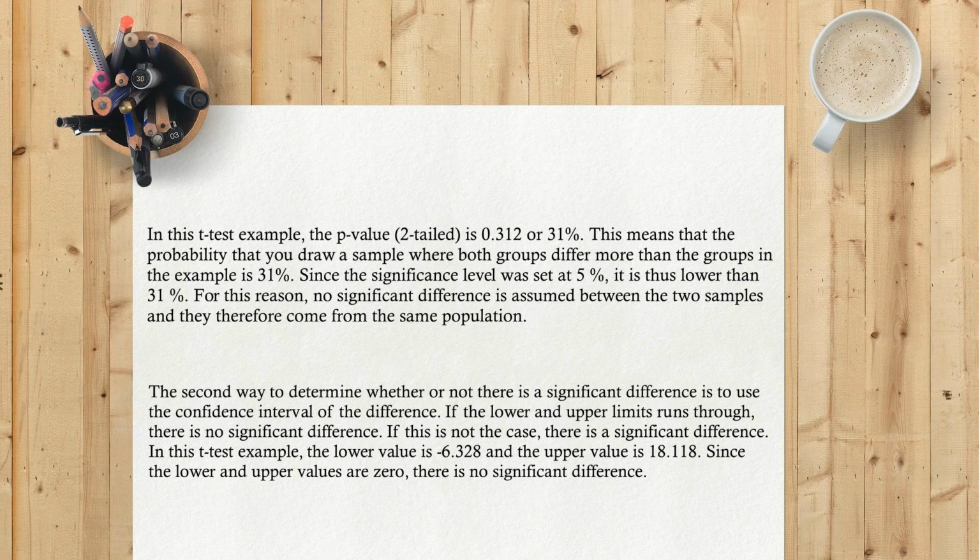The second way to determine whether or not there is a significant difference is to use the confidence interval of the difference. If the lower and upper limits run through zero, there is no significant difference. If this is not the case, there is a significant difference. In this t-test example, the lower value is -6.328 and the upper value is 18.118. Since the interval includes 0, there is no significant difference.